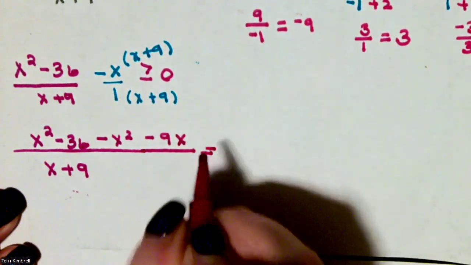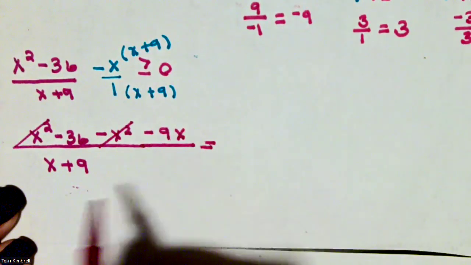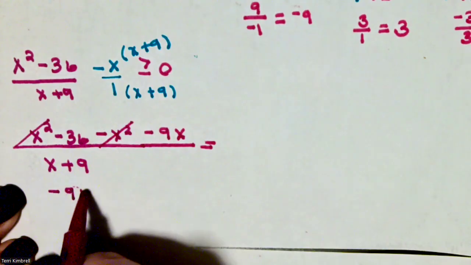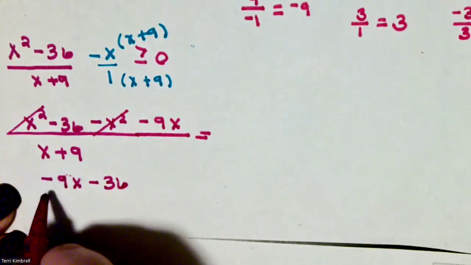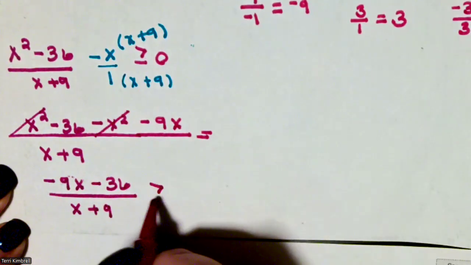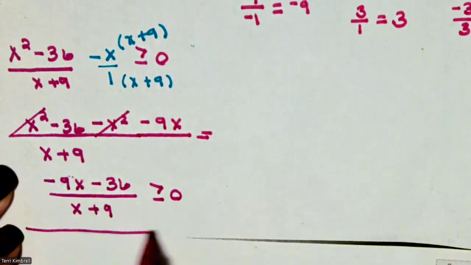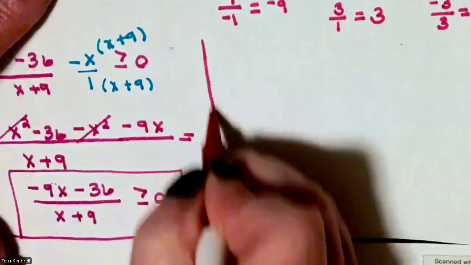Okay, then I'm going to put my like terms together. The x squared cancels. I'm going to go with the x first, the linear, -9x minus 36 over x plus 9 is greater than or equal to 0. So here's my single fraction.